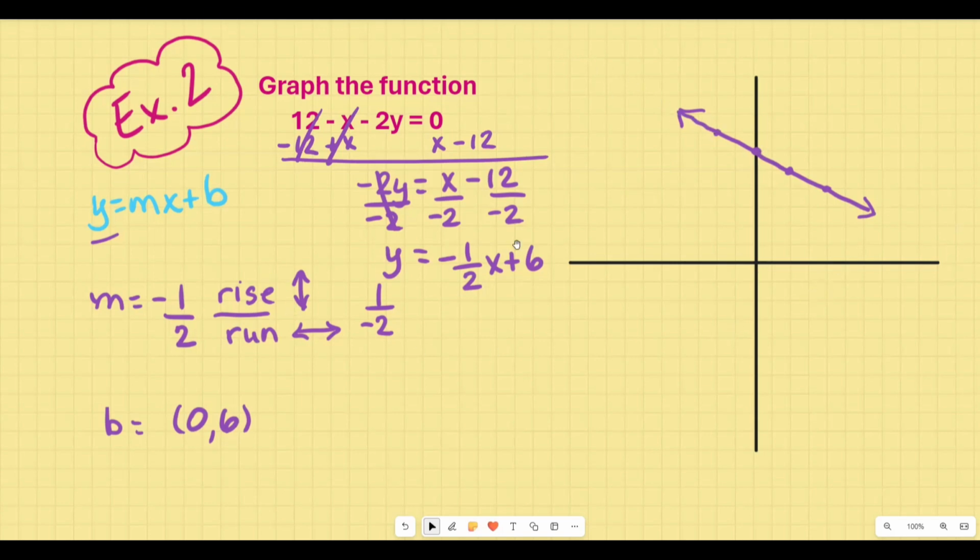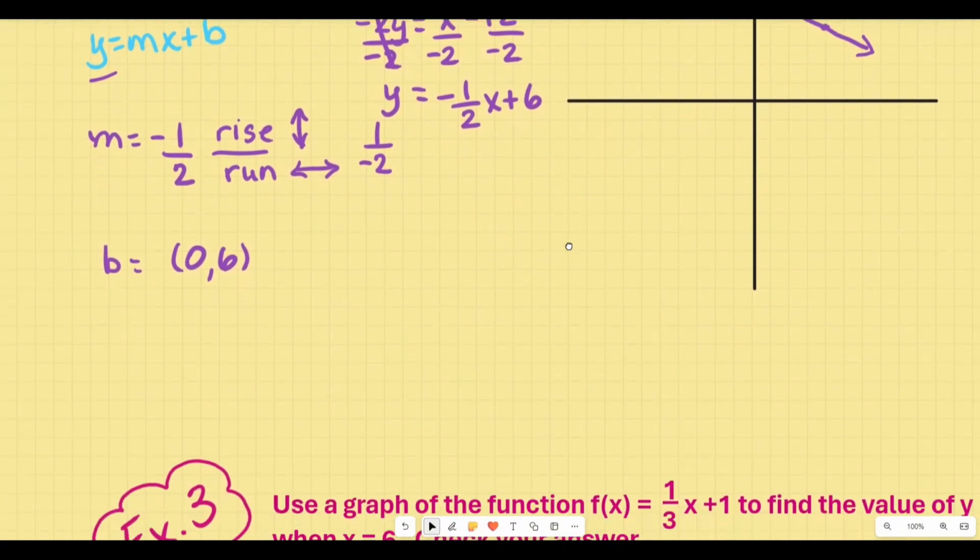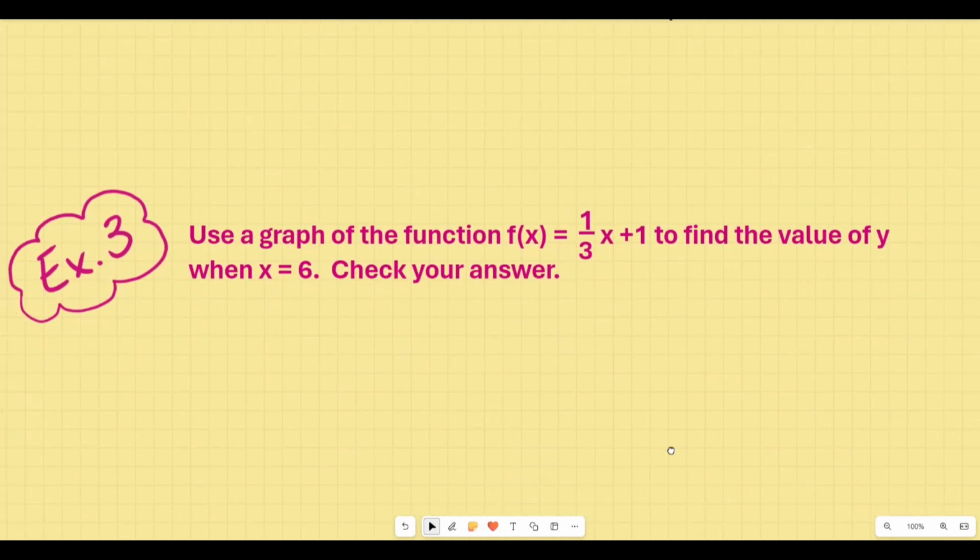Now I noticed that I have a downward slope this time, and that's true because it's a negative in front of it. If it was positive, it would be going upward. So let's move on to the next example. This is the last example.